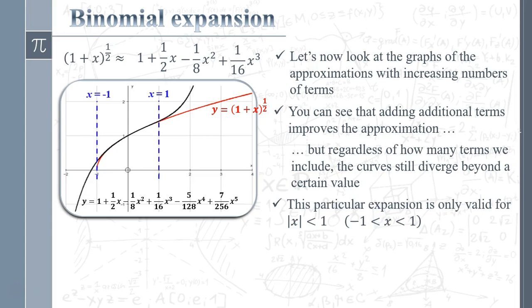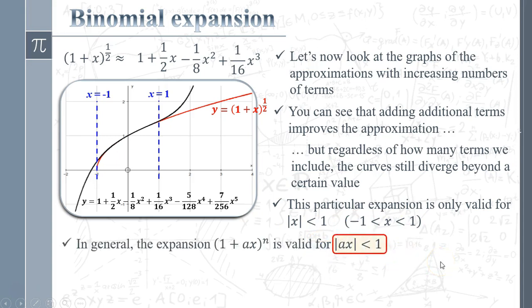And what we're saying is that these values are only valid for mod x less than 1. And there's a mathematical reason for that, which is linked to, if you have done any work on geometric progressions, you'll see the same restriction existing within those. So it's linked to that. So what we're saying is that this expansion is only valid for values of x between 1 and minus 1, or mod x less than 1.